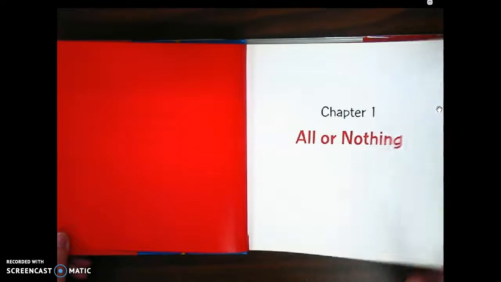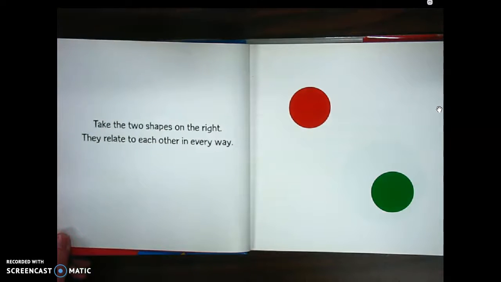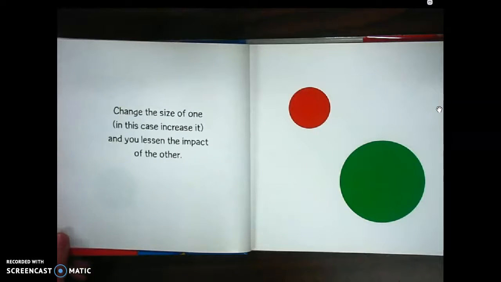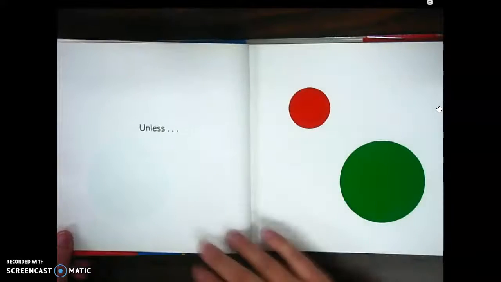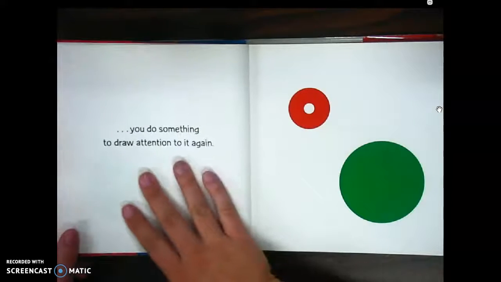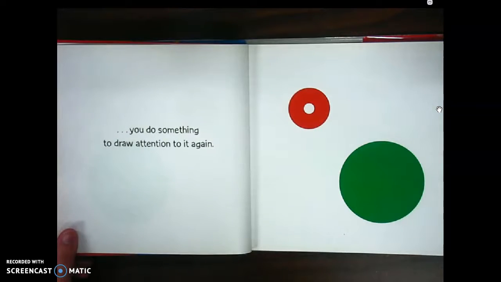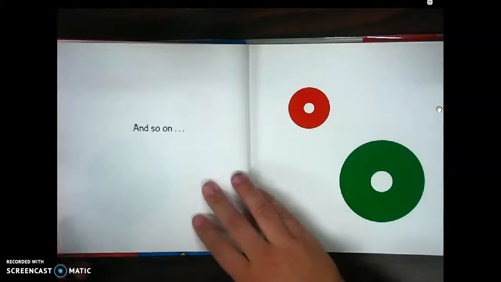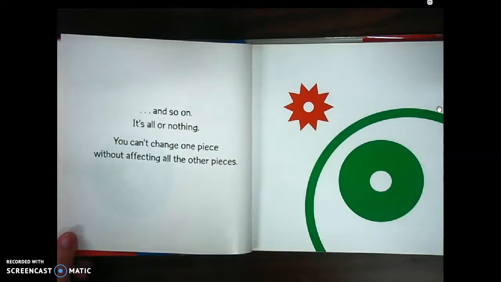Chapter 1, All or Nothing. Take the two shapes on the right. They relate to each other in every way. Change the size of one, in this case, increase it, and you lessen the impact of the other. Unless you do something to draw attention to it again. And so on. It's all or nothing. You can't change one piece without it affecting all the other pieces.